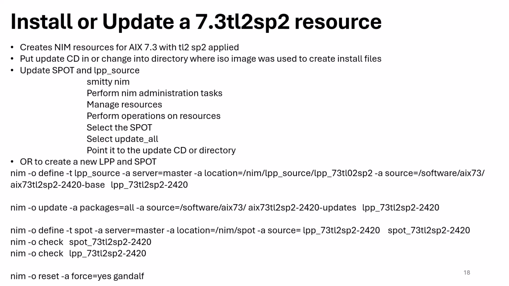The command at the very bottom, the nim -o reset, is there because sometimes you'll allocate things to an LPAR and you'll start it doing a restore and then you realize that you actually don't want to do that. And so the nim -o reset will actually change its status so that you can do another NIM action against it later.